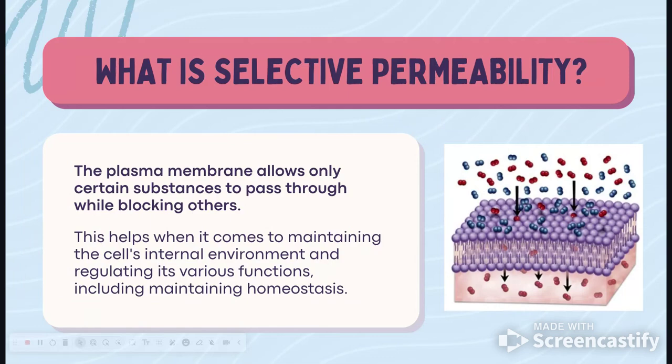This refers to the cell membrane's ability to allow certain substances to pass through while keeping others out. Basically, it's like a bouncer at a club or a party where it only lets the right people, in this case molecules, get in, and it keeps the other things that they don't want out. And this selectivity is key for keeping the cell's internal environment balanced. Another word for that, or a better term for that, is homeostasis, and that basically allows the cell to function properly.